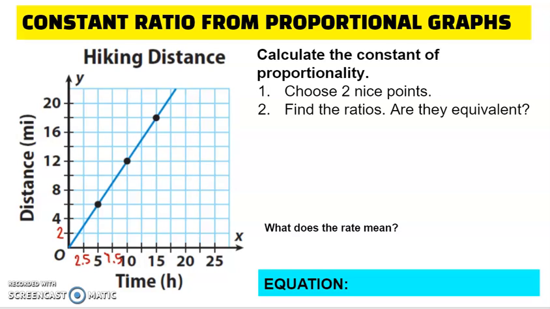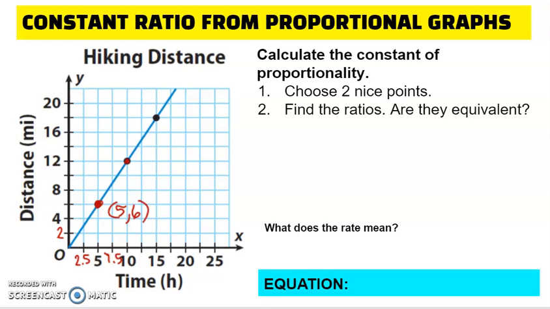The other thing I'm looking at is what kind of graph I'm looking at. It's a straight line, so it's linear, and it goes through the origin. So this is a proportional graph. Yay! All right, so we're going to pick 2 points we can name, at those intersection points. So I can do 5, 6.